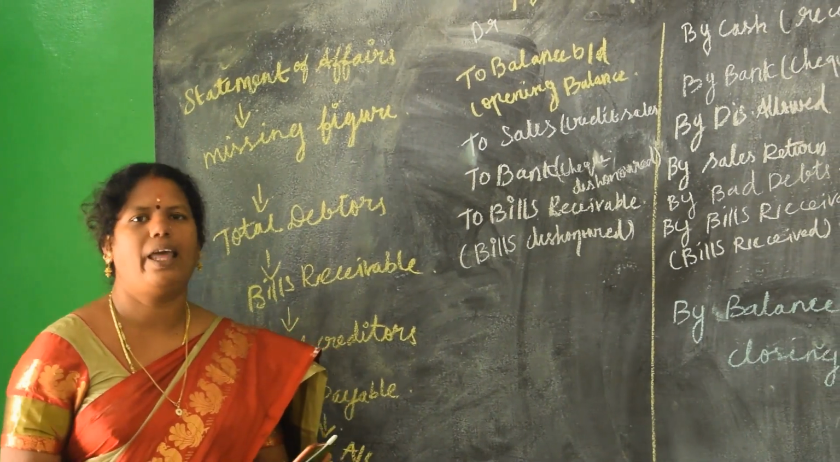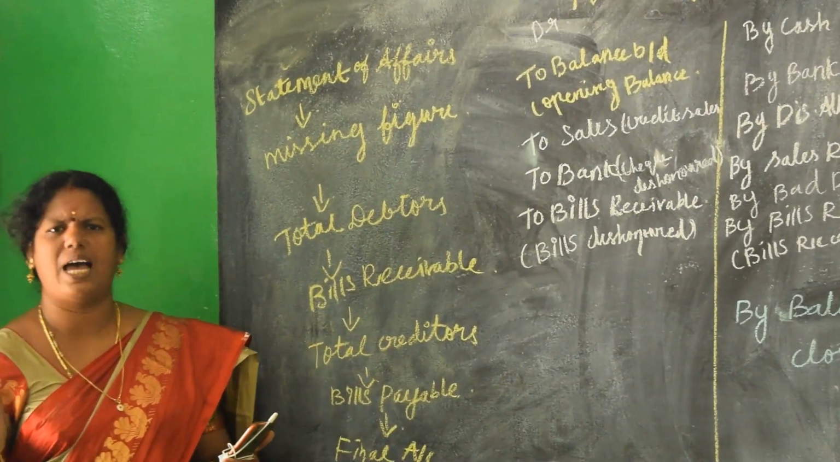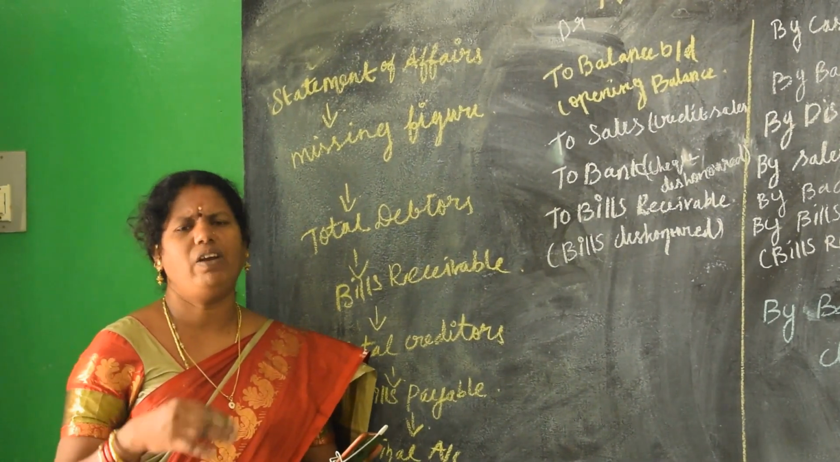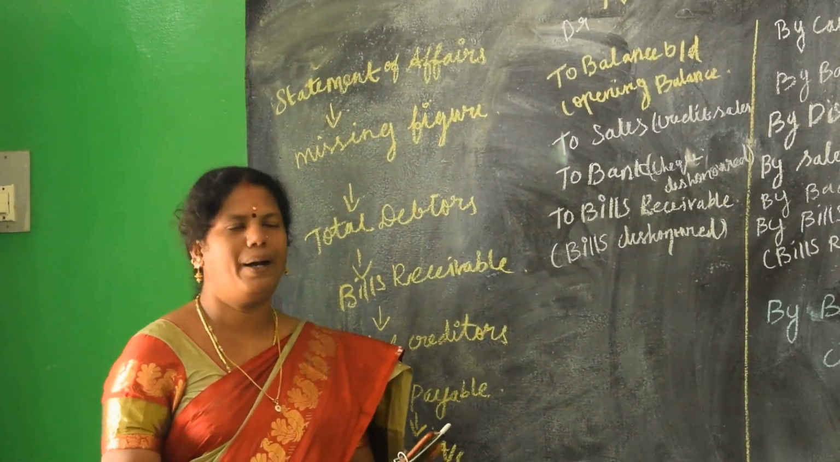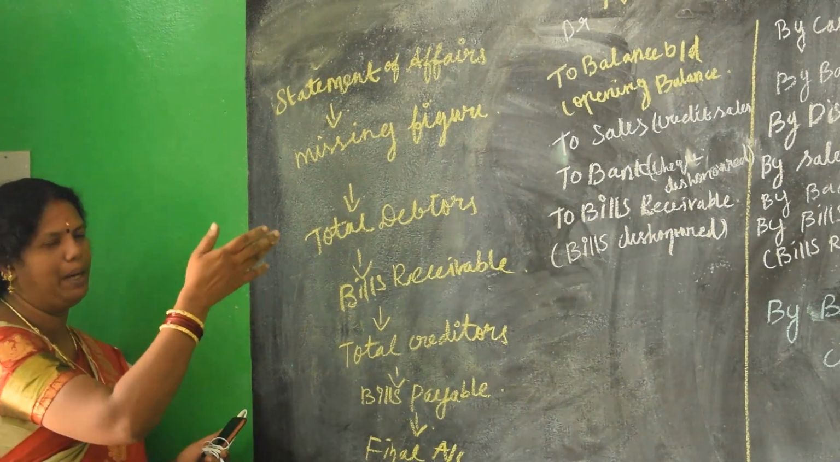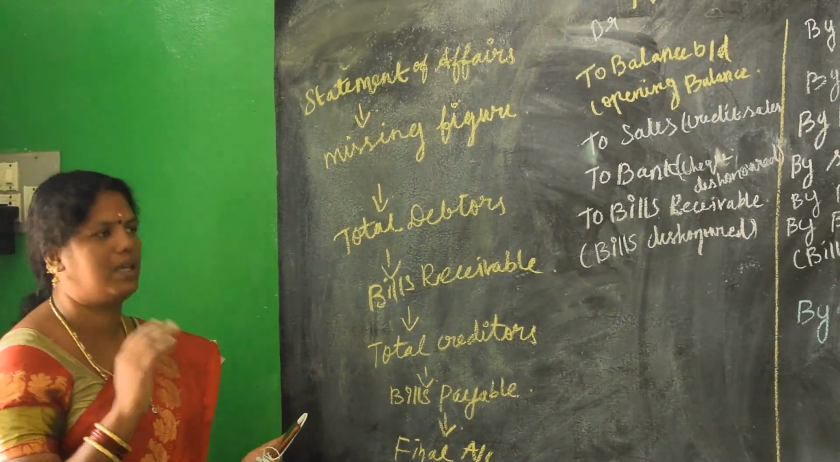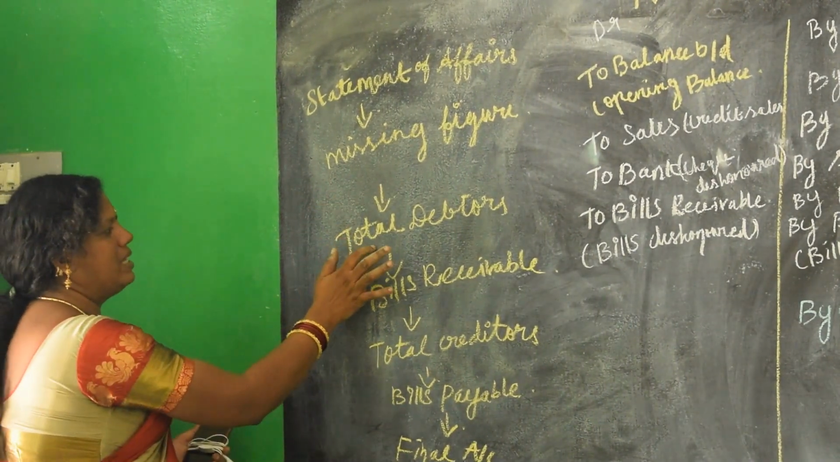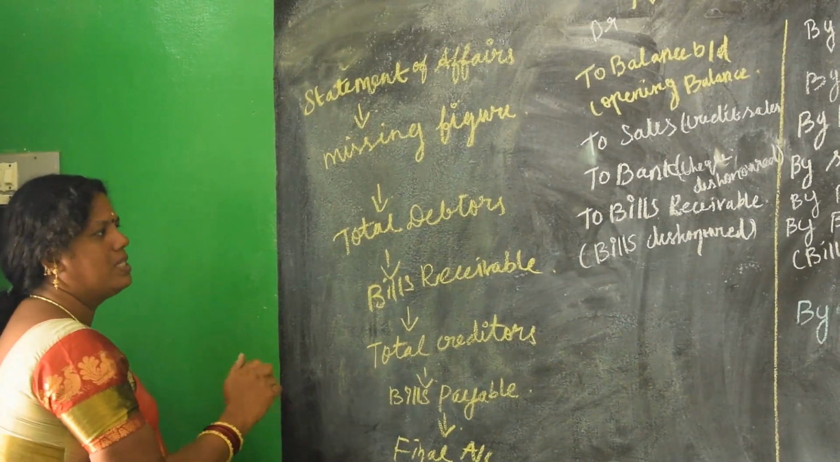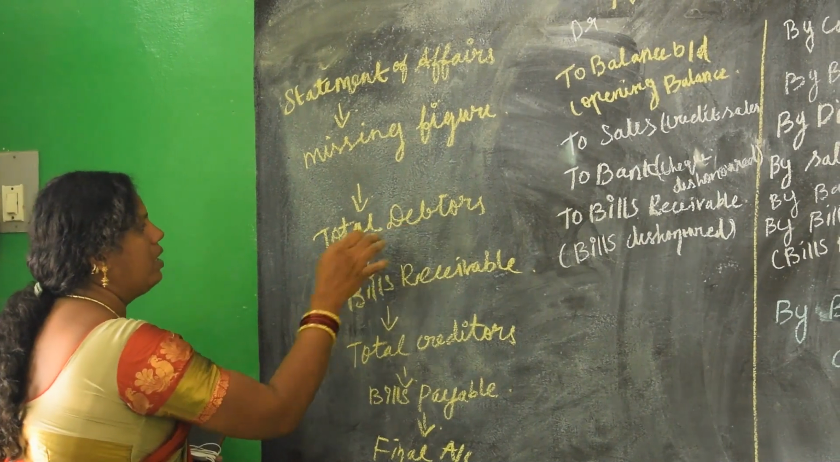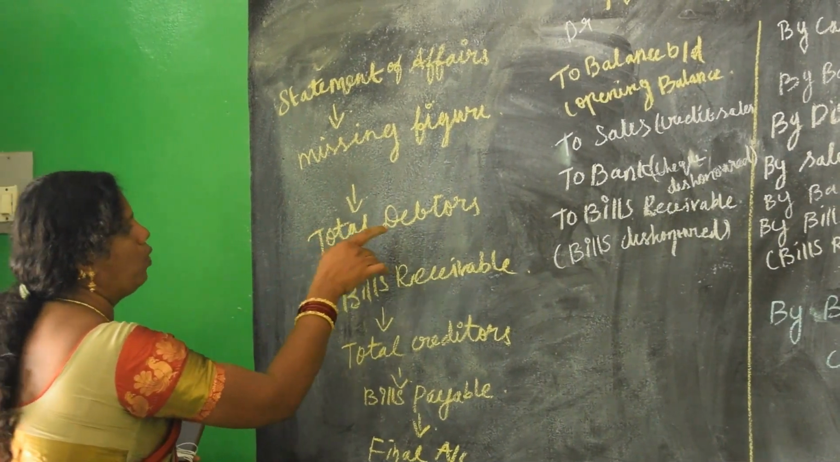So, in the 11th standard, they have given all the purchases and the sales. Then we directly enter where it will appear and find out the final accounts. But in the 12th standard, because it is incomplete records, these items will be missing. The first item that will be missing is total debtors, so we are going to prepare the total debtors.